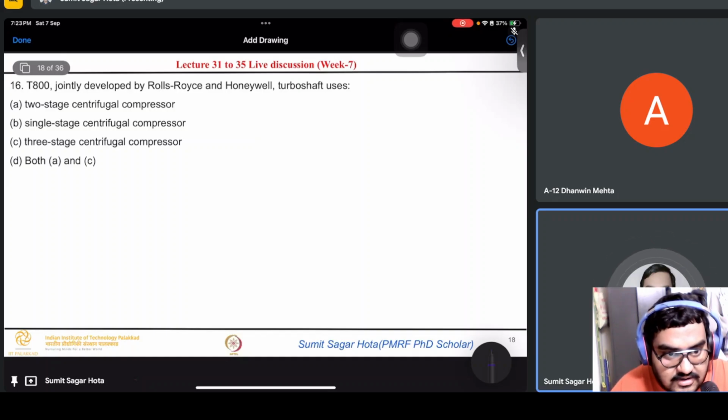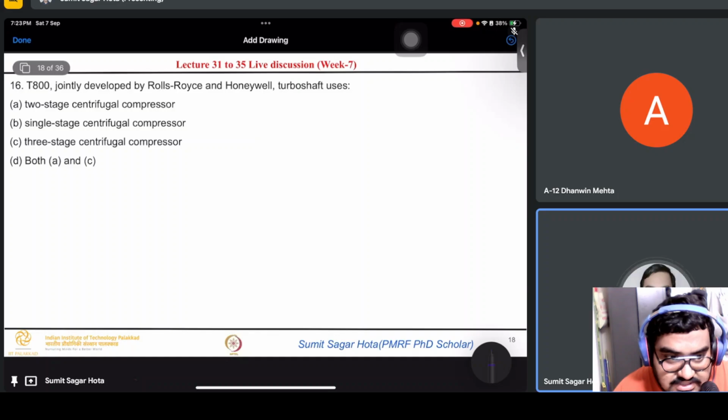The T800, jointly developed by Rolls-Royce and Honeywell, turboshaft uses dash. Okay, I already told you, Rolls-Royce always uses what? Centrifugal compressor. Whatever is combined with them, they have to use the centrifugal compressor.